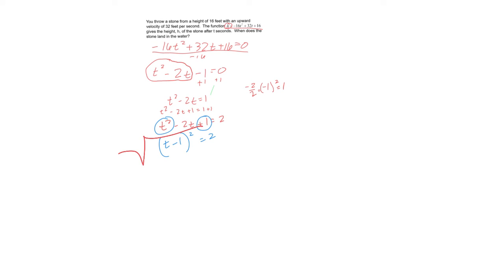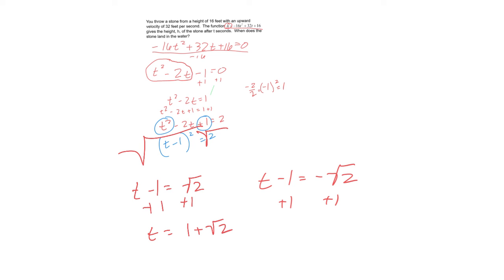Take the square root of both sides, and I have t minus 1 is equal to positive square root of 2, and t minus 1 equals negative square root of 2. I'm going to leave it as a square root for now, because I know that that's not a perfect square, and it is an irrational number, so I'm just going to leave it like that for a second. So plus 1, t equals 1 plus square root 2, t equals 1 minus square root 2.